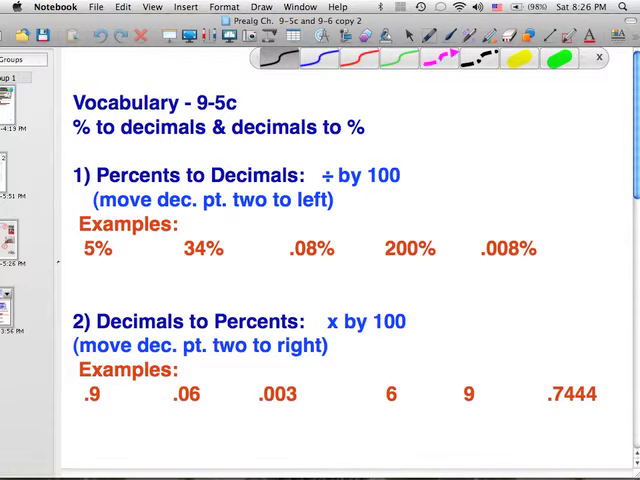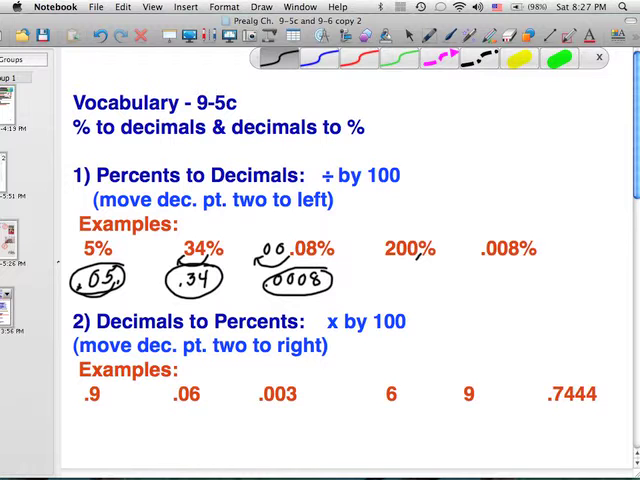So 5%, the decimal would be at the end. I'd move it 2 to the left, and it'd be 0.05. 34%, move it 2 to the left, 0.34. 0.08%, move it 2 to the left. I would have to add 2 zeros on the left, so it'd be 0.0008.